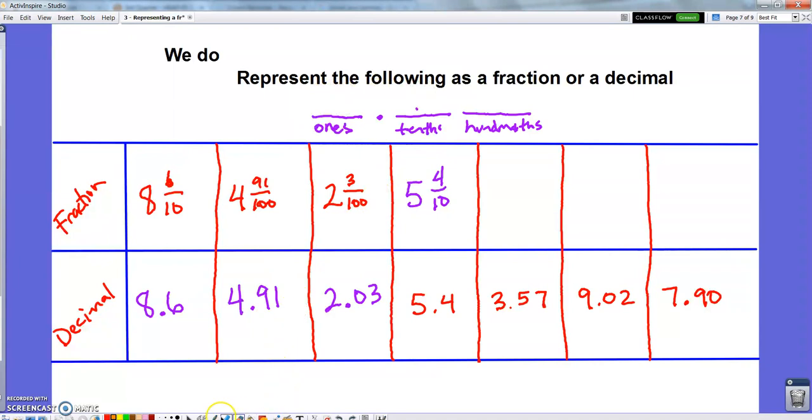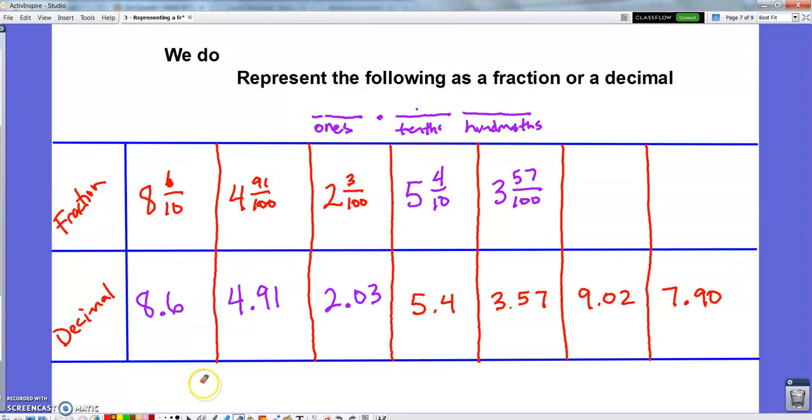I think I'll make it. Gotta go fast. This is 3 and 57 hundredths, and if you write it here and you just say that, 3 and 57, go out to the end, 3 and 57 hundredths. Got it?